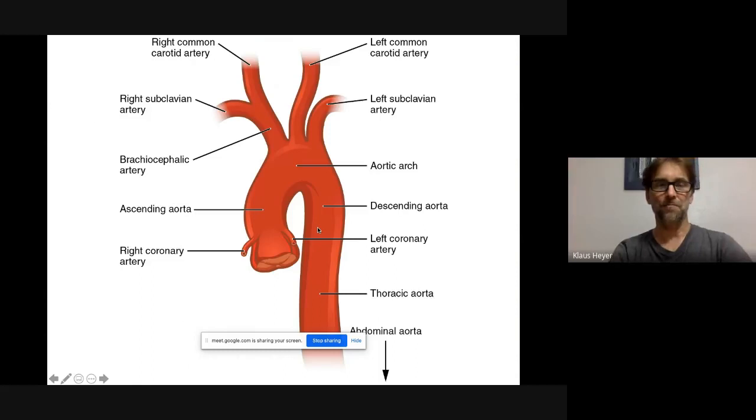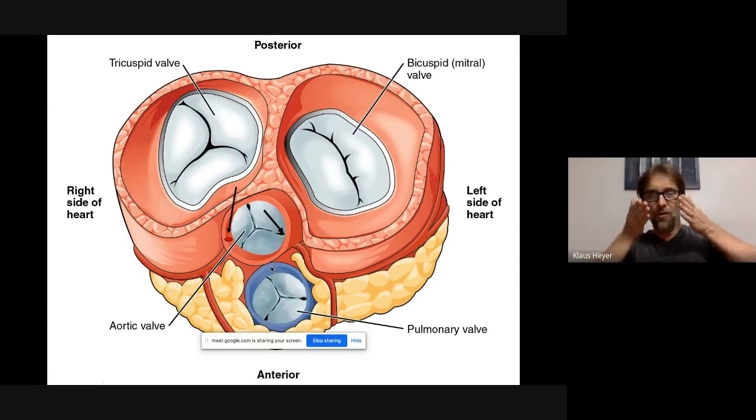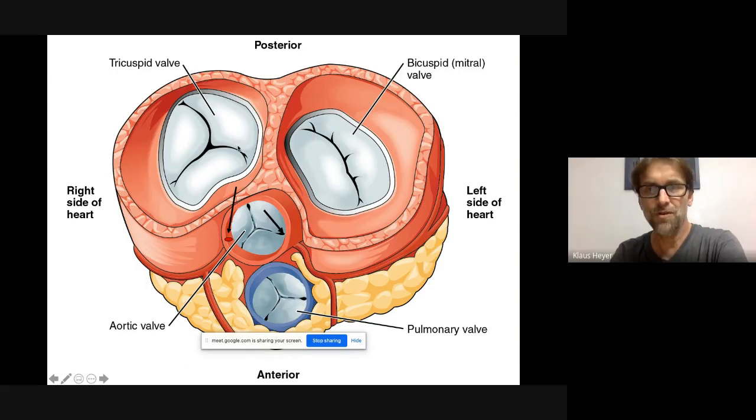So, see, here's the aorta, here's the coronary arteries, here's the aorta, and right here is the aortic valve. This is the view looking down, so we're going from superior down to inferior, right? And here's the two AV valves. We can forget about those for now. Here's the two semilunar valves. And really right now we're looking at this semilunar valve.